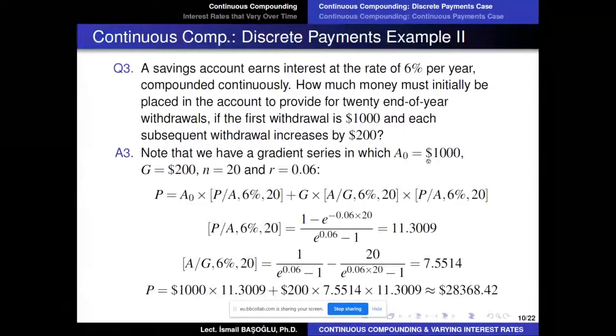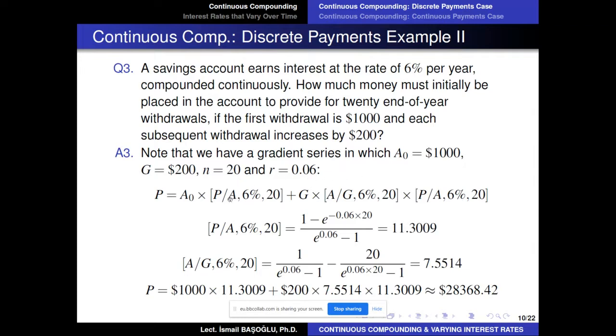In this gradient series, the base amount in the end of the first year is $1,000 and the gradient amount is $200. In each year compared to the previous year, a $200 increase will be observed, and this increase will continue linearly until the end of the 20th year. The number of withdrawals will continue for 20 years, and the nominal interest rate is 0.06.